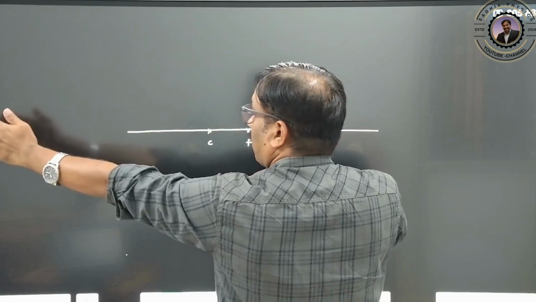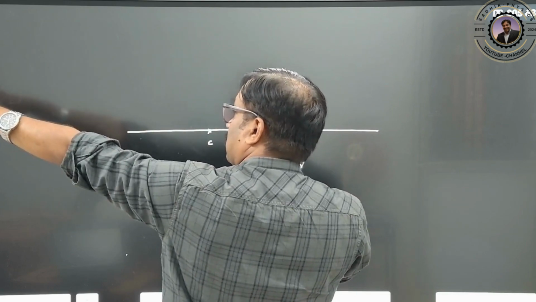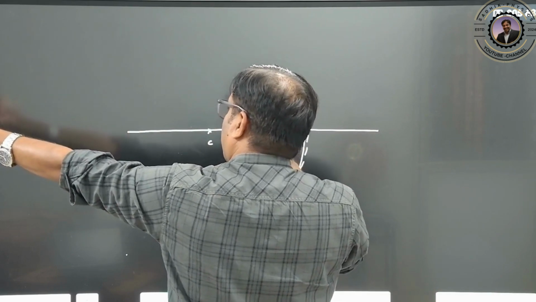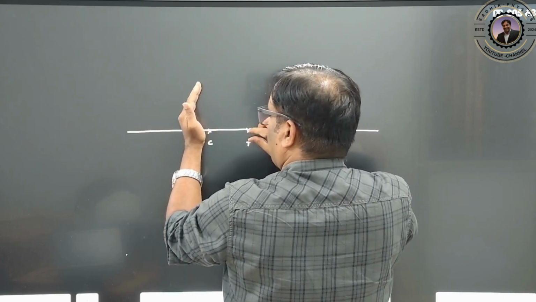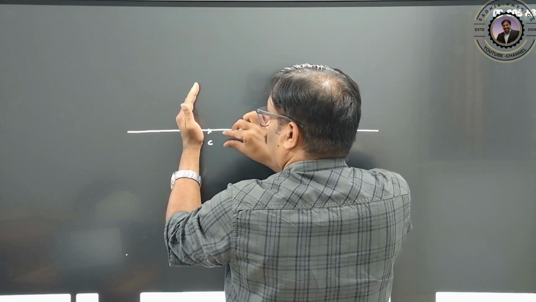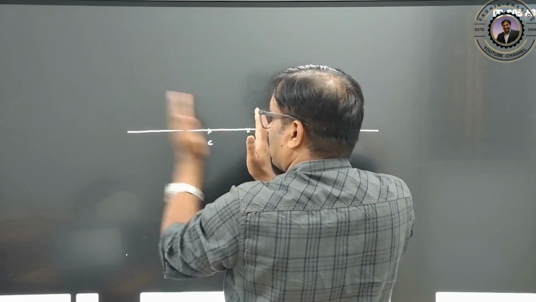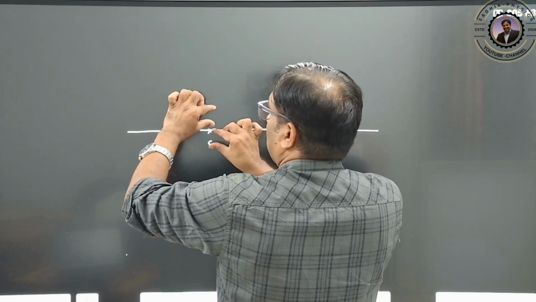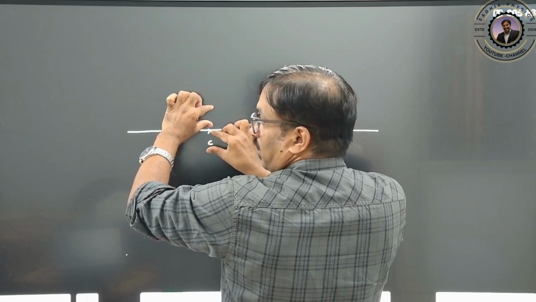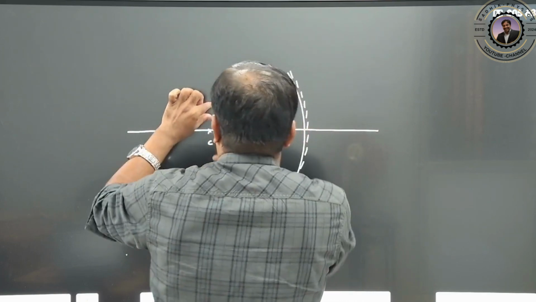So what will happen? If the object comes from infinity to beyond C, the image slowly grows and comes to here. But as long as it is here, the image is smaller. Once the object comes to the center of curvature, an image of the same size is created. Therefore the same size, so the magnification will be equal to 1.